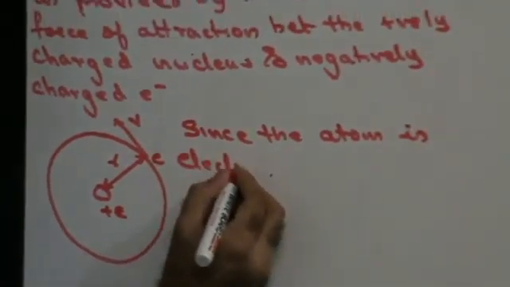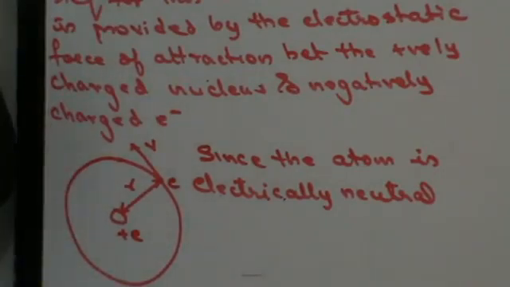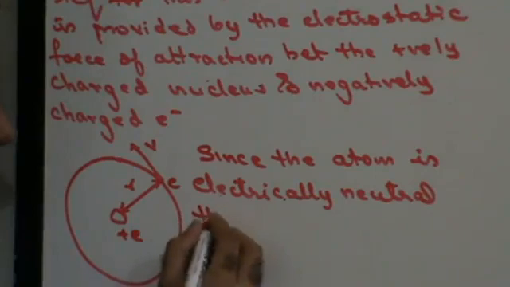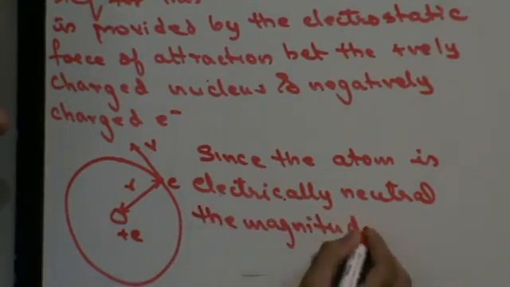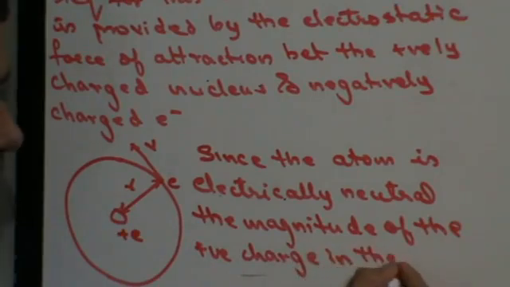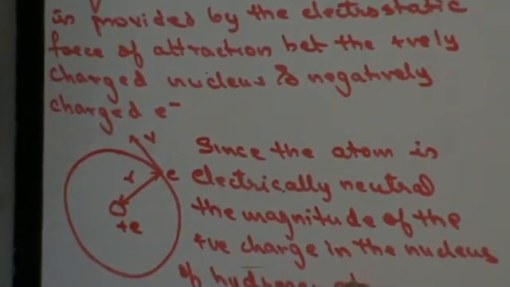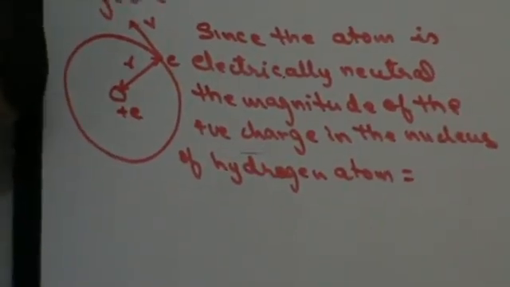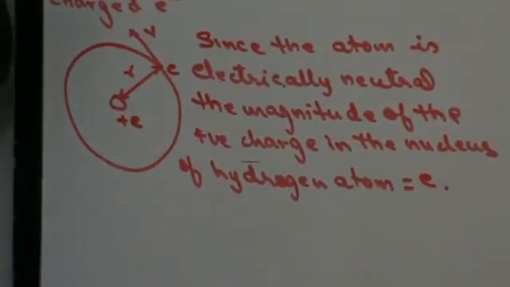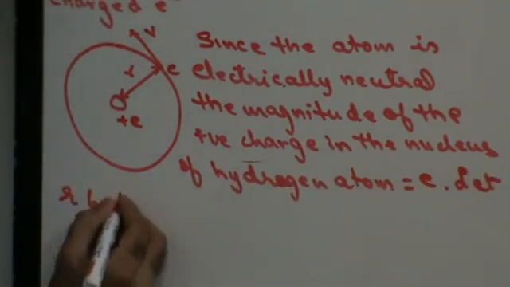I can say that since the atom is electrically neutral, the magnitude of the positive charge in the nucleus of the hydrogen atom is equal to the charge on the electron. Now let r be the radius of the orbit.